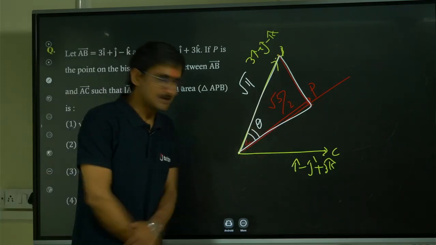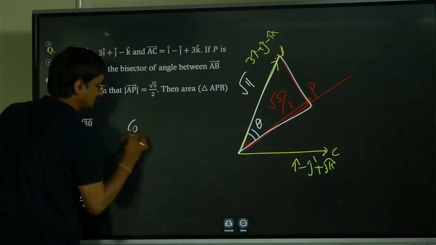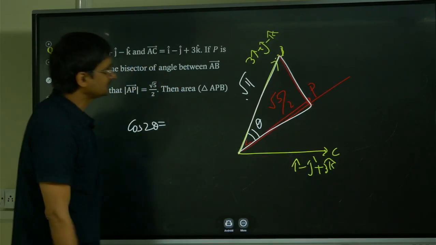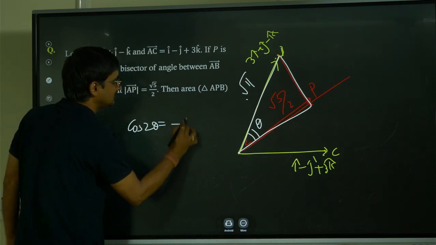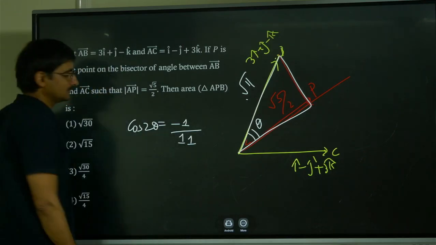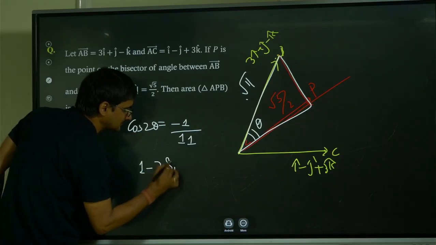Okay, and that's your angle bisector. So we can easily do it. See, I will go for cos 2 theta, the angle between AB and AC. So what is it? 3 minus 1 minus 3 is minus 1. Yeah, minus 1 by 11, right? Okay, so I need here sine theta, so I will write it as 1 minus 2 sine square theta.